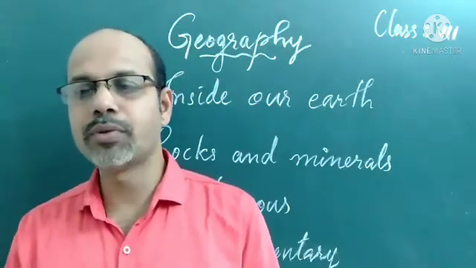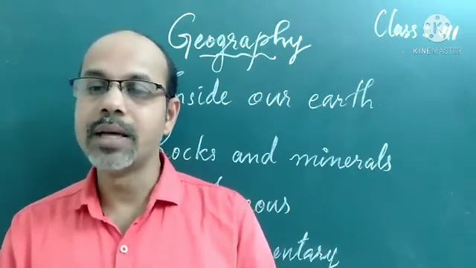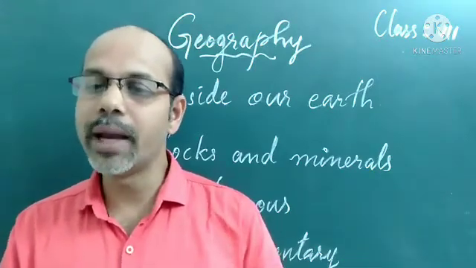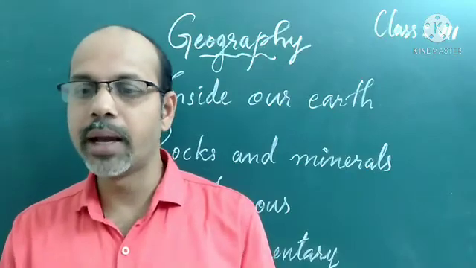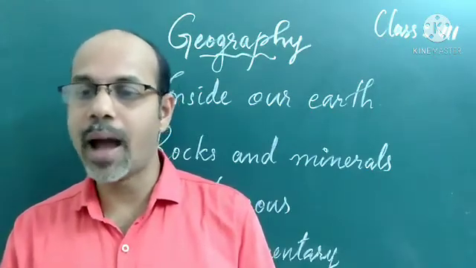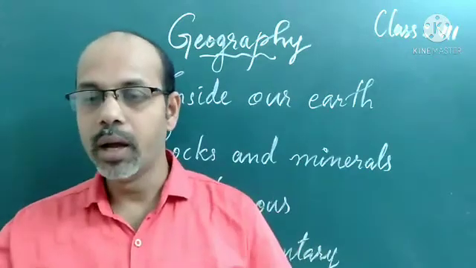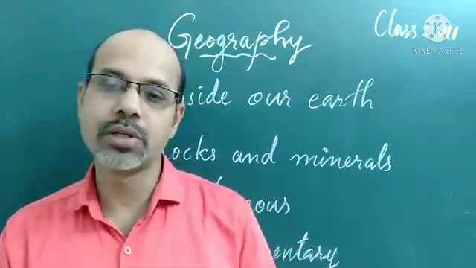So these types of rocks are sedimentary rocks. For example, we can say sandstone, which is made from grains of sand. These rocks may also contain fossils of plants, animals, and other microorganisms that once lived on the earth. So in between the sedimentary rocks we can find fossils also.